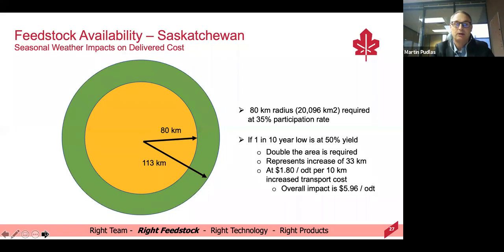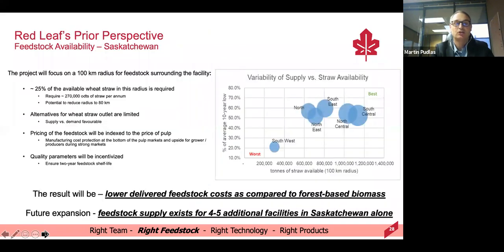So in summary, on the next slide, I just wanted to show this. This was Red Leaf's view prior to working with ECOSTRAT in Melville, and it's a slide that outlines the database that NRCan has. From that analysis, we were targeting a 25% participation rate and a 100-kilometer aggregation radius. We think that we can work with the producers with novel contract arrangements where they would benefit from strong pulp markets, while we would still provide value for them at the bottom of the cycle. We believe that if quality is monitored, we're going to have about a 2-year shelf life. So bottom line, we see that Saskatchewan could accommodate 4 to 5 facilities alone.